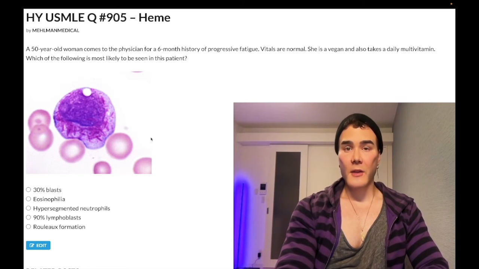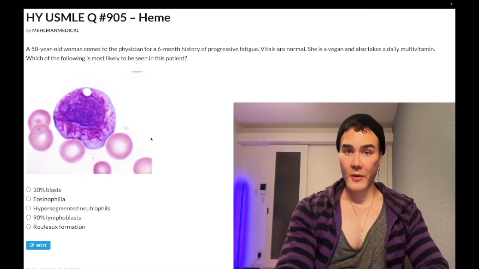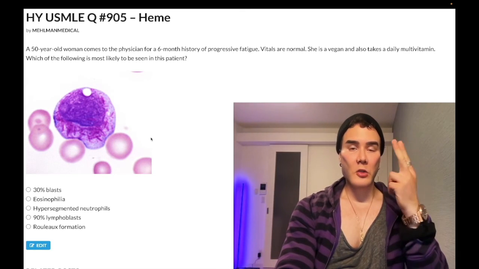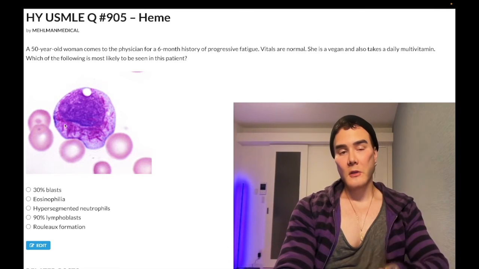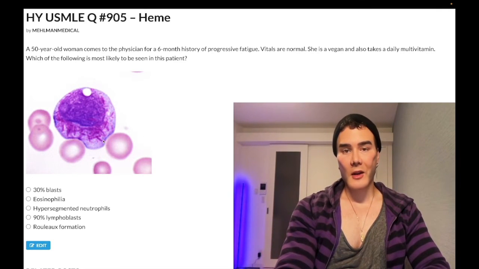I said this is past level. Some of you are discontent. You wish this were more difficult. This is what's going to go down. There are two ways they're going to ask you AML on USMLE. The first is they'll give you this very buzzy image of the Auer rods.